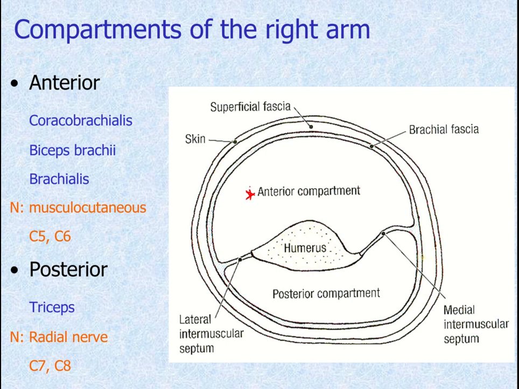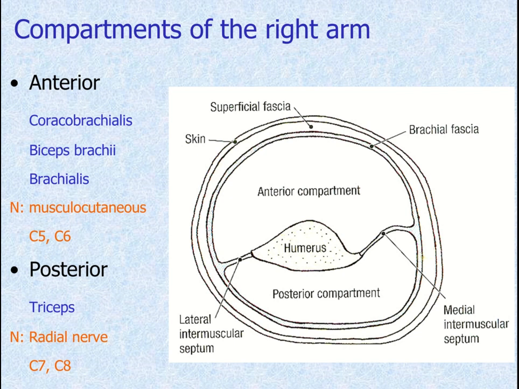Now, the muscles of the anterior compartment are these three muscles. The nerve that supplies all three muscles is the musculocutaneous nerve. So there's one nerve supplying all these three muscles, and these are the spinal cord segments that supply them. If you learn them in groups, you can see that it's not very difficult. You don't have to remember names of three nerves and three different sets of segments supplying the three muscles. It's the same nerve and the same segments.